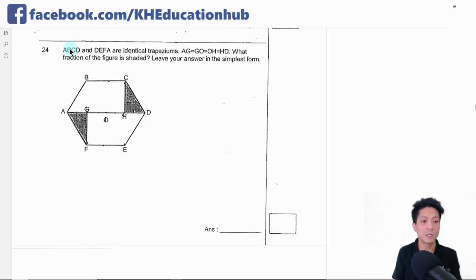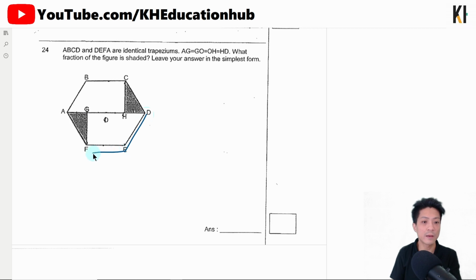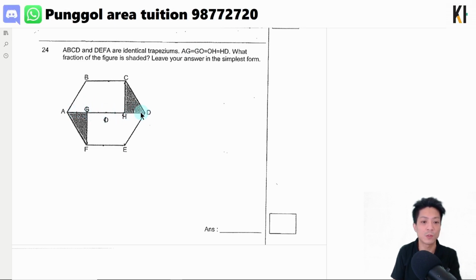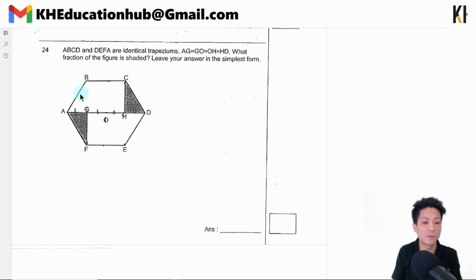Okay, question 24. ABCD and DEFA are identical trapeziums. So AG equals GO equals OH equals HD. So this, and this. Okay, what fraction of the figure is shaded? Leave your answer in the simplest form.